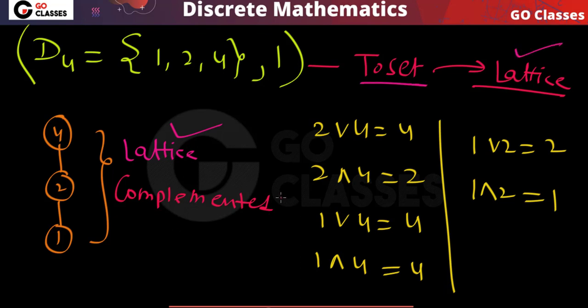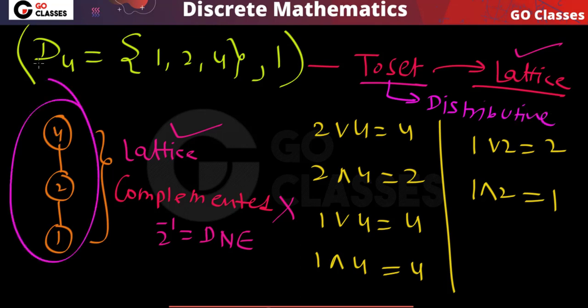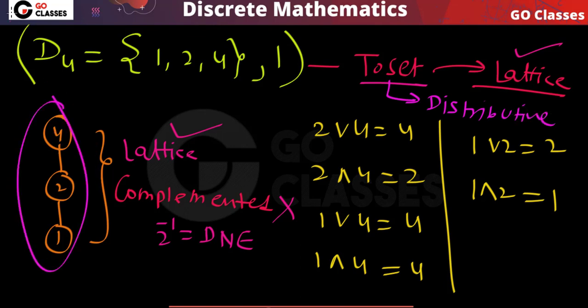Is this a complemented lattice? This is not a complemented lattice because you can notice the complement of 2 does not exist. There is no complement of 2. And is this distributive? Yes, a total order set is always distributive. Why? Because this is a chain, and in a chain you cannot have a sublattice which is a kite or pentagon. So this is definitely distributive, but not complemented. And yes, this is the greatest element and this is the least element, so this is bounded. So this is the analysis of this poset.